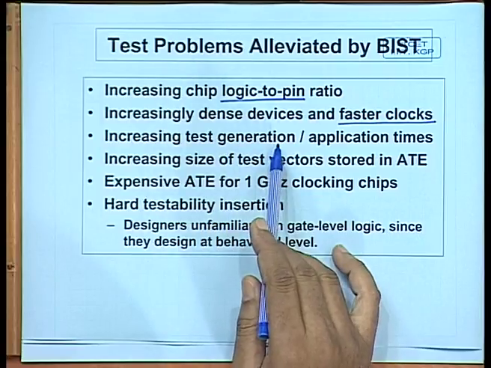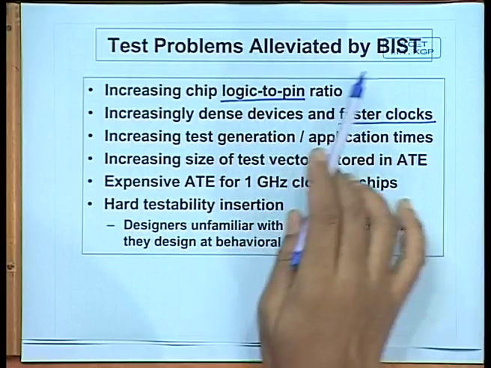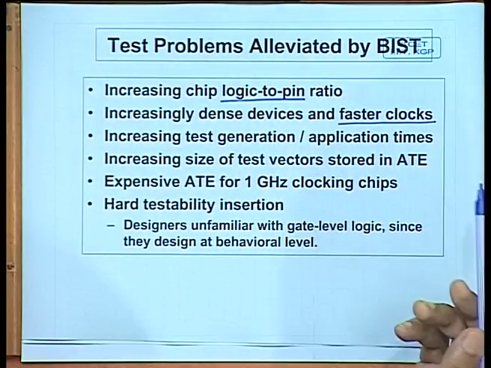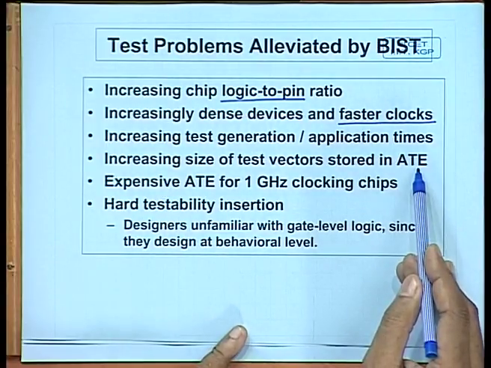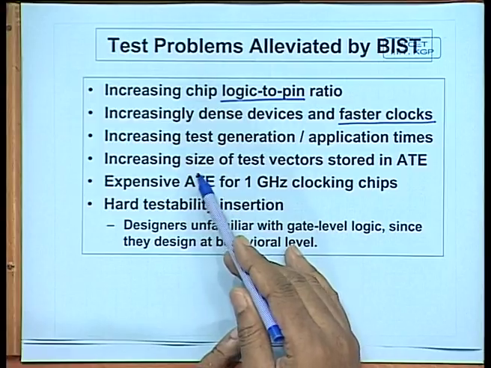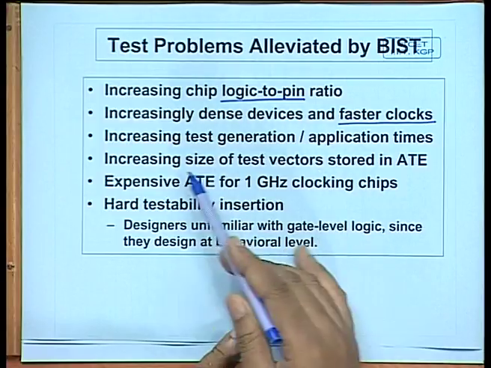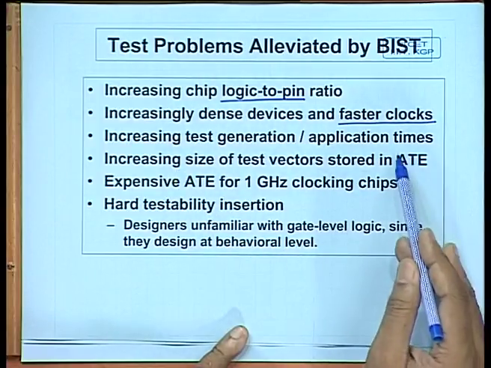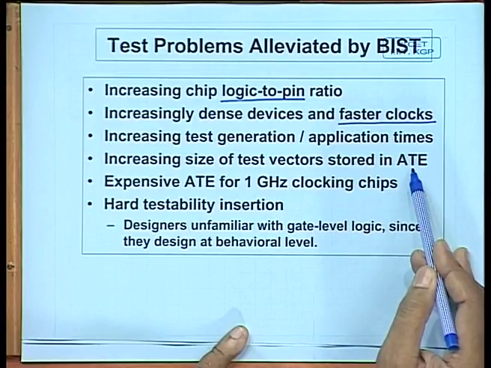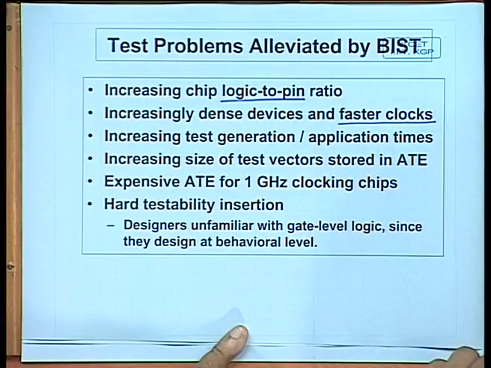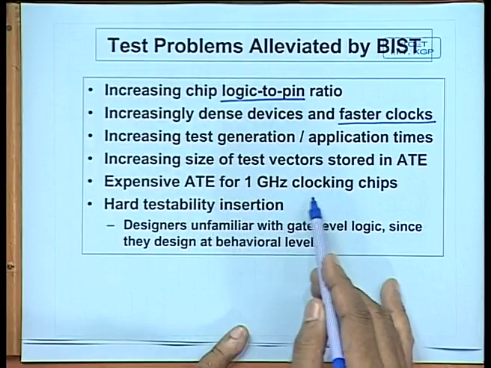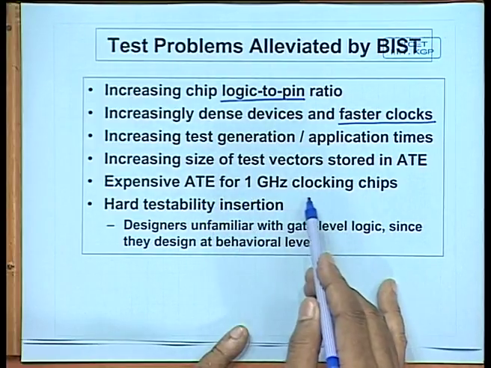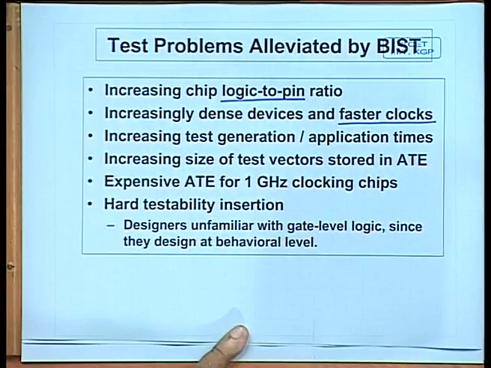The increasing test generation and test application times can also be alleviated by BIST because it is done automatically inside. Since we are using automated test equipment and the size of the test vector set required is increasing day by day, the memory requirement of ATEs is also increasing. These problems are also addressed, and ATEs which work at 1 gigahertz clocks or higher are very expensive. This is one issue.